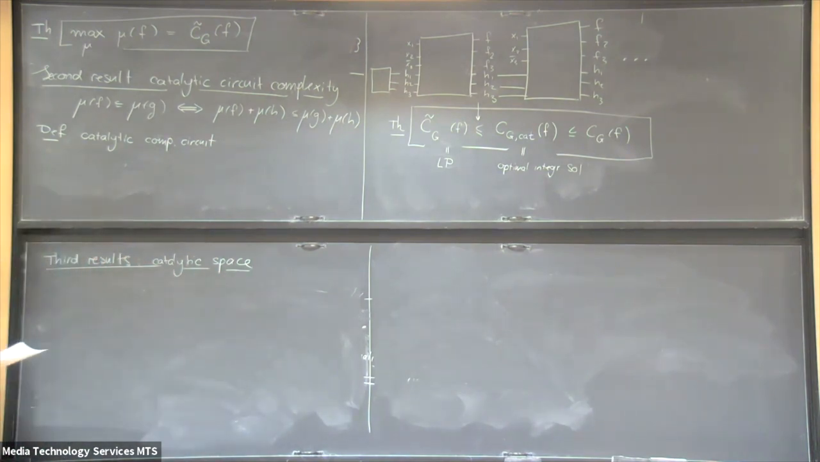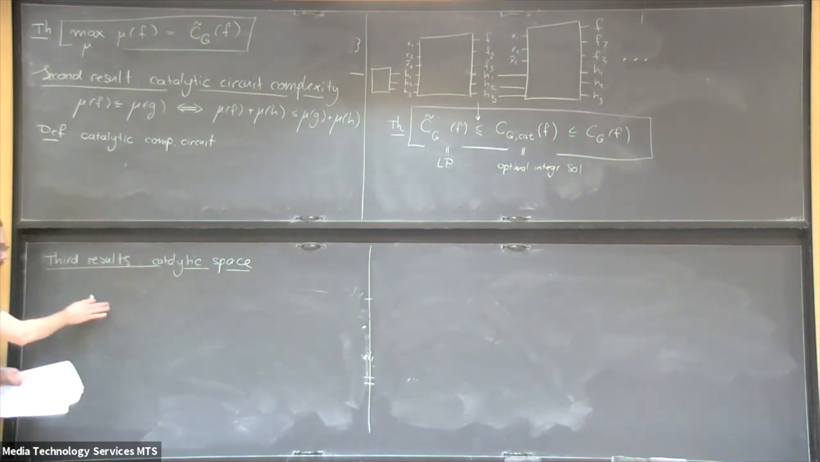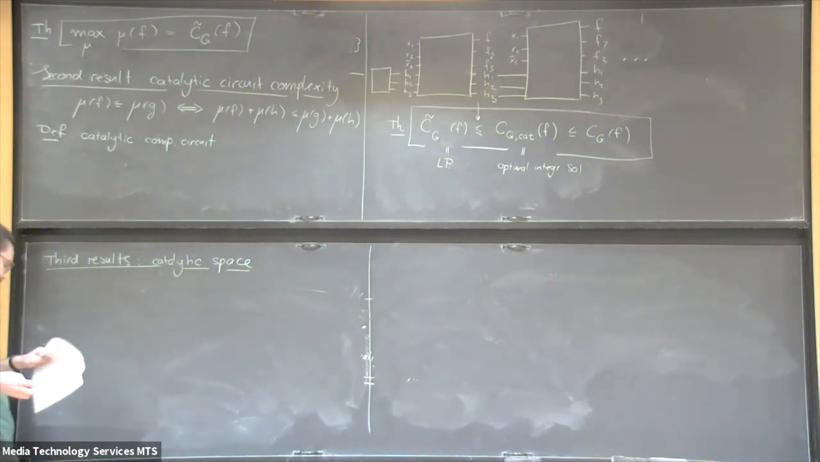Catalytic space sounds very similar, but it's actually very different from catalytic circuit complexity. Still, I'm going to compare them, and still, we can use things we proved in this setting to prove something new in the catalytic space setting. I don't have too much time, so let me explain this briefly.